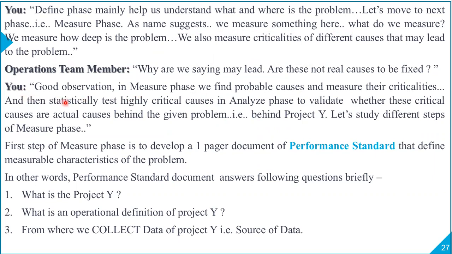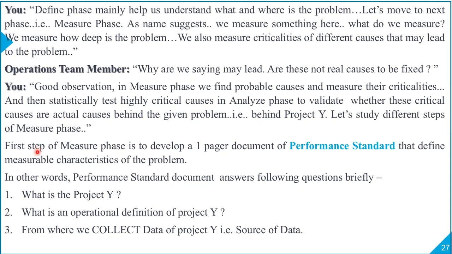You reply, good observation. In measure phase, we find probable causes and measure their criticalities, and then statistically test highly critical causes in the analyze phase to validate whether these critical causes are actual causes behind the given problem, that is behind project one. Let's study different steps of measure phase.